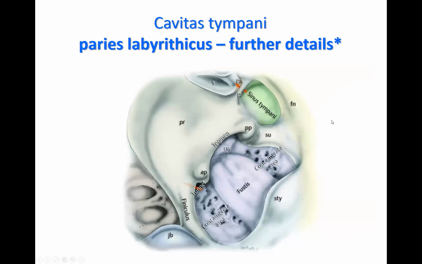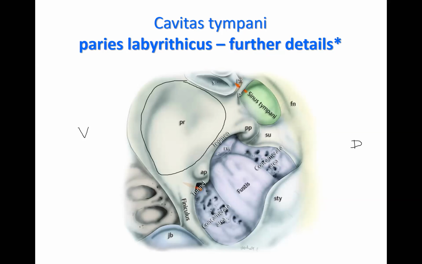If we come to further details, this is the view of the labyrinthine wall again. I'll just explain it. This is ventrally, and this is dorsally. That's the promontory. Here is the round window with the secondary tympanic membrane. This is the base of the stapes in the oval window. You can see the head of the stapes here. And this is the styloid prominence.